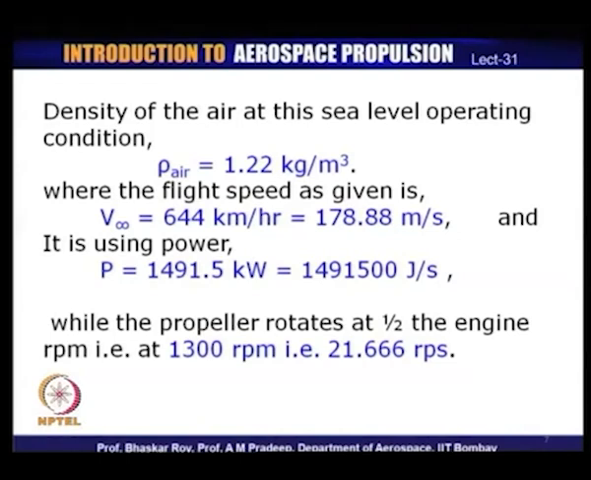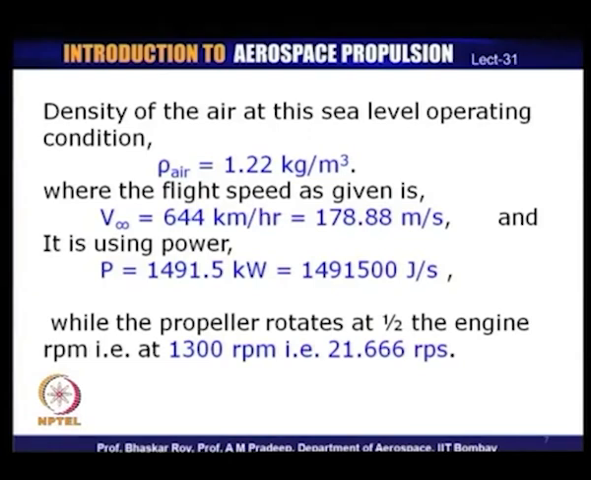As we know, most of our solutions would proceed with velocities given in terms of meters per second, whereas the normal method of designating flight speed is in terms of kilometers per hour. Now, it is given that it is using power of 1491.5 kilowatt, which of course translates to 1491500 joules per second. That is as per the SI system.